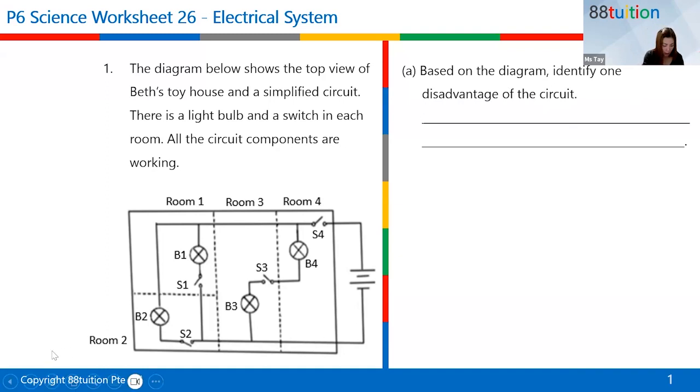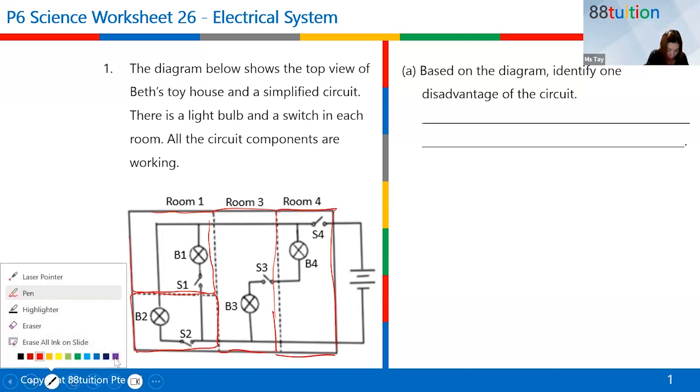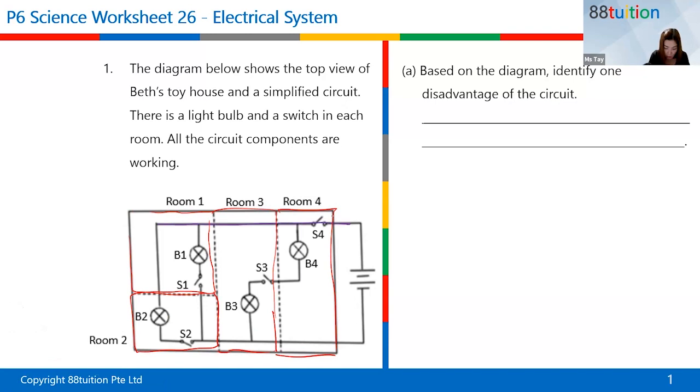And just in case you are not too sure how this diagram works, you can see room 1. Room 1 is actually this room, and then room 2 is here. Then you have room 3, and then room 4. So if I use another color, this is actually the electrical circuit. This is the wiring in the house, this particular purple line. So how they connect the wires and the lamps and the switches is the purple lines.